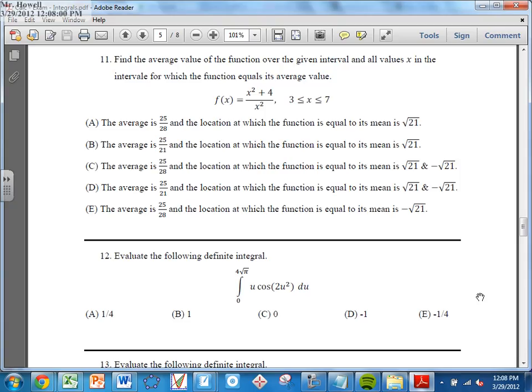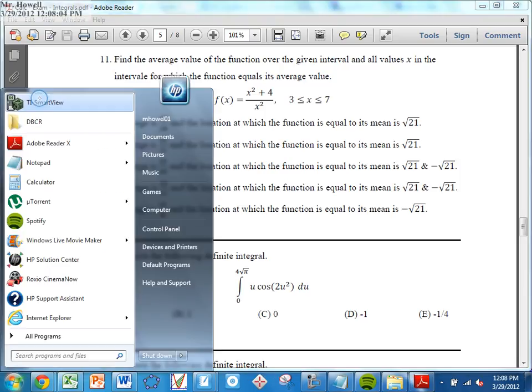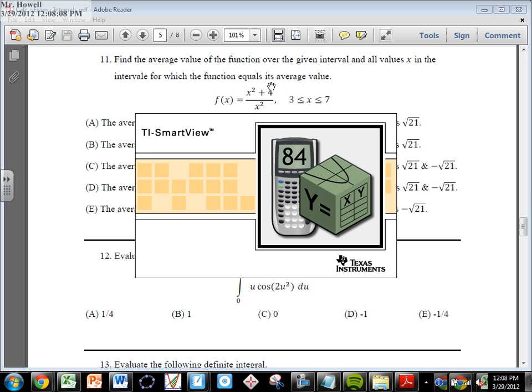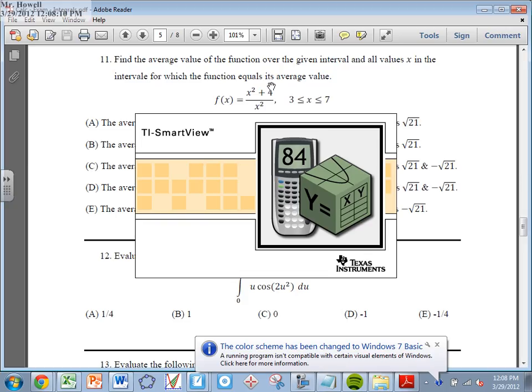So, let's begin this. I'm going to open my calculator at the same time so that I can show you what I would have done on mine, because there are certain tricks along the way that some of you might have picked up on.